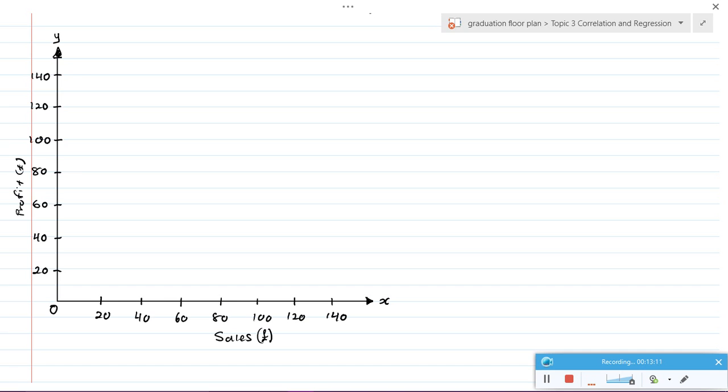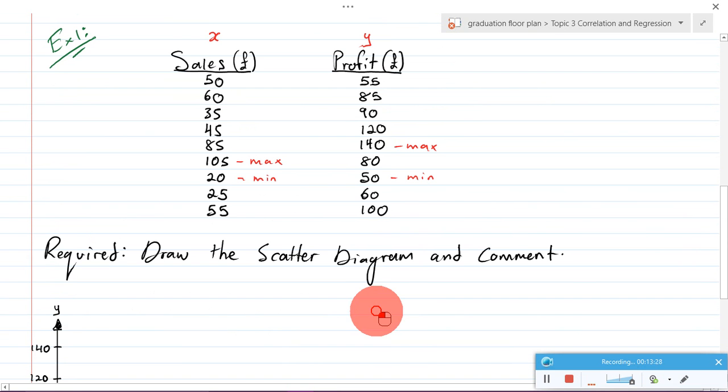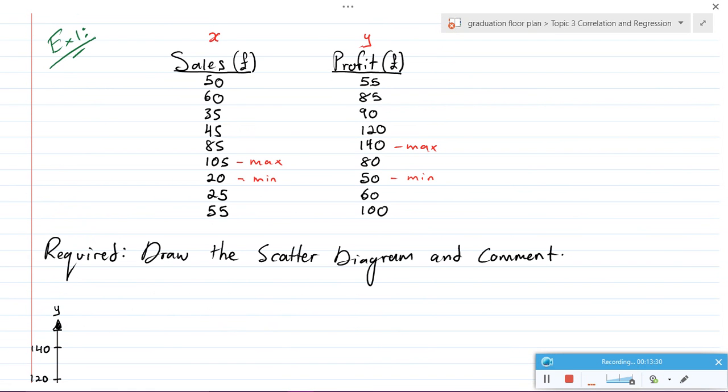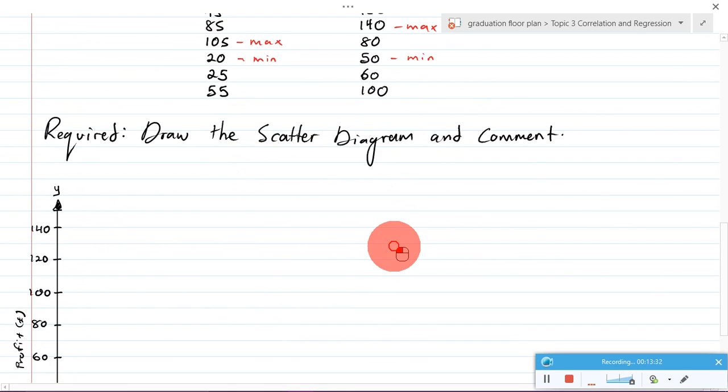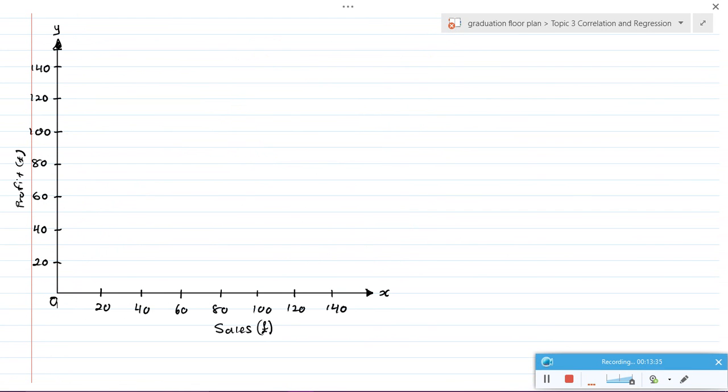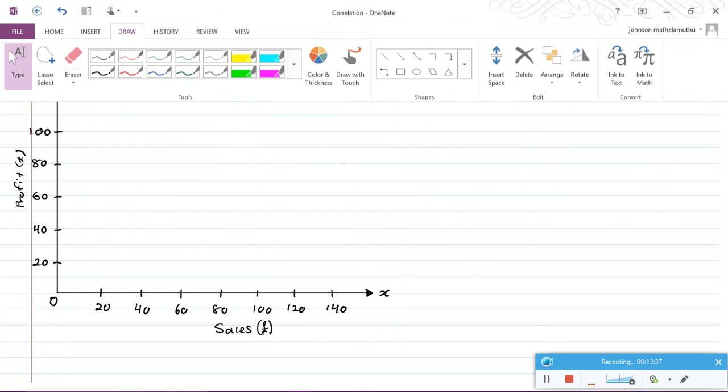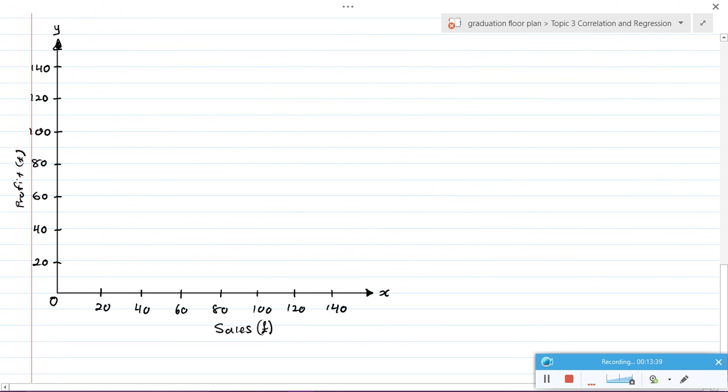So let's plot now. Very easy. 50 to 55. Am I right? First one. Sales is 50, profit is 55, so you can plot. So 50, 55, be somewhere around here, right? Yeah, I just roughly do it, you do it exactly here in your graph paper. Okay, mine is so easy, I just plot.